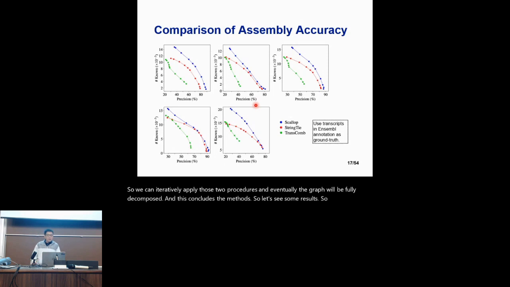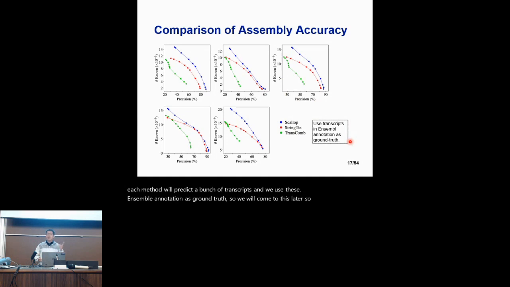So we compare our assembler Scallop with two, back then, leading assemblers, StringTie and TransComp. And we compare those methods on 5 or 6 samples corresponding to the 5 figures here. So each method will predict a bunch of transcripts, and we use this ensemble annotation as ground truth. So we will come to this later.